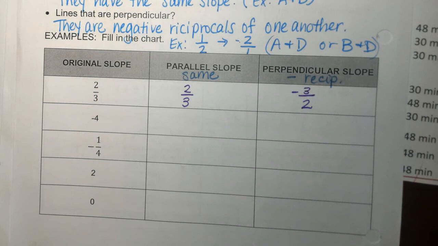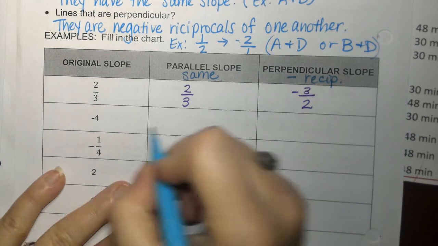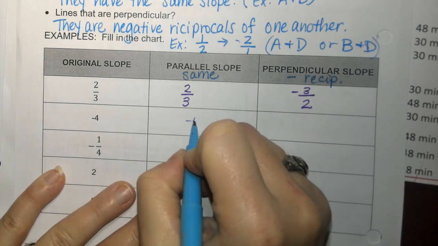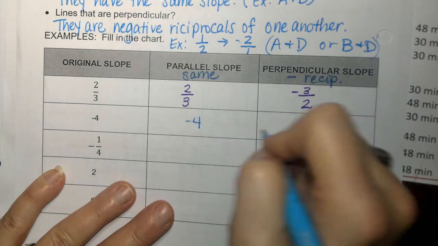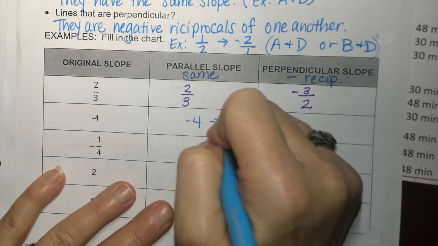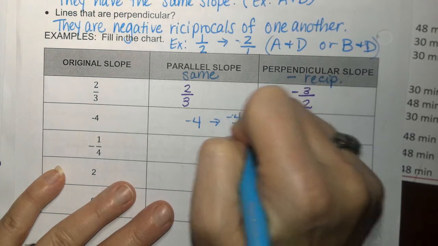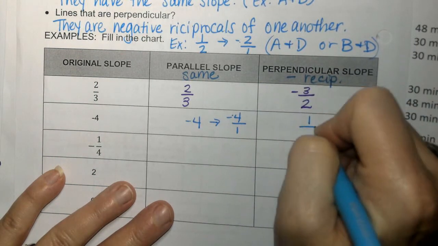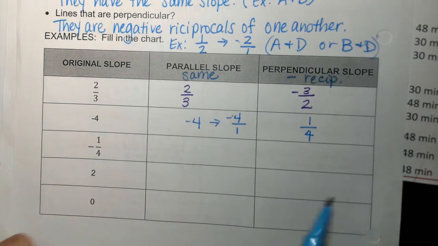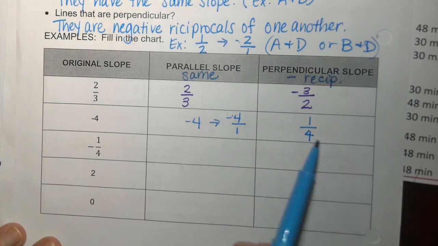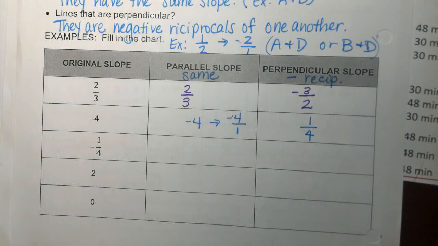Alright, the next one, -4. Parallel slope to -4 would be -4. It's the same thing. Perpendicular would be, remember you have to put this into a fraction, so this would be -4/1. You flip it, so it's 1/4, and then make it positive now instead of negative. It was negative, we need to make it positive because you have to flip the sign. You flip the numbers and then flip the sign.